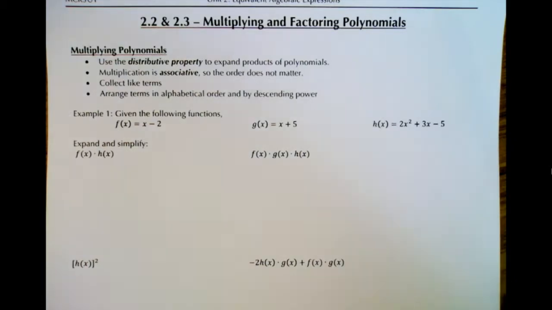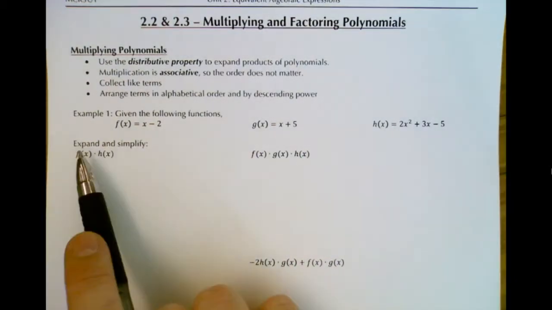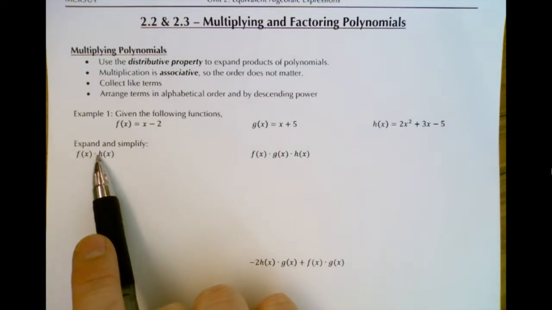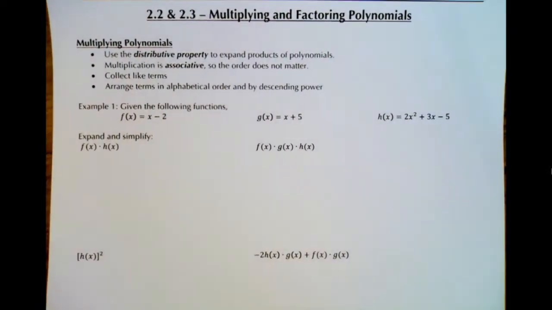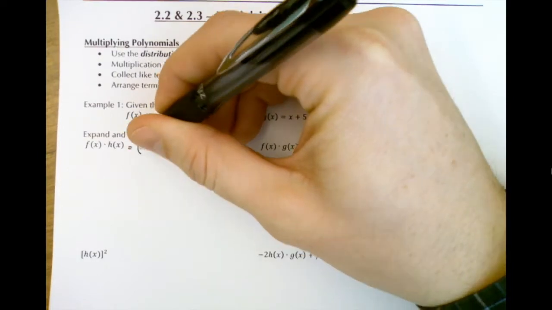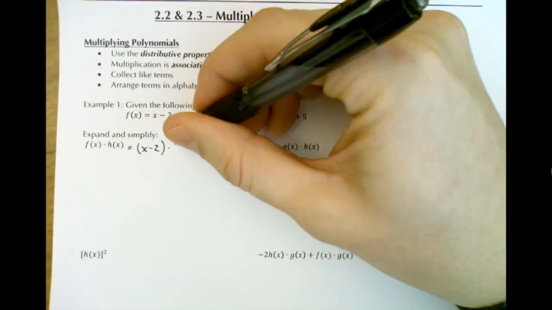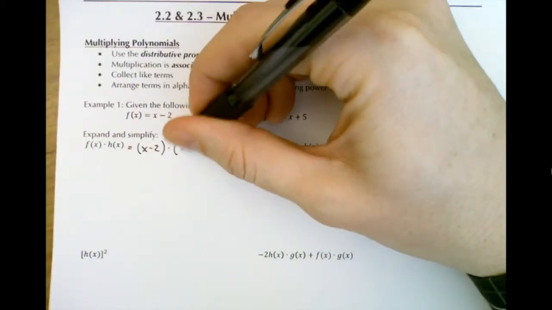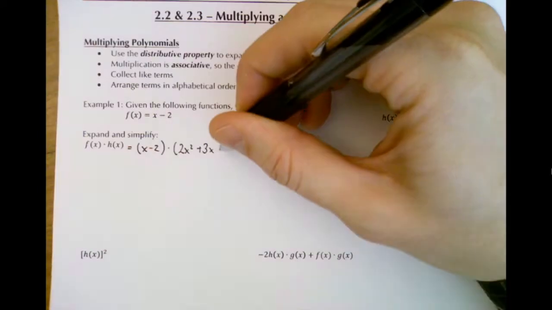We've got three functions here. We've got f of x, g of x, and h of x. First example is f of x times h of x. That dot's used to show multiplication so we don't get it confused with the letter x. So let's try it here. F of x is x minus 2, and just like when we were adding or subtracting, I'm going to replace it in a bracket, times h of x, which has three terms. 2x squared plus 3x minus 5.